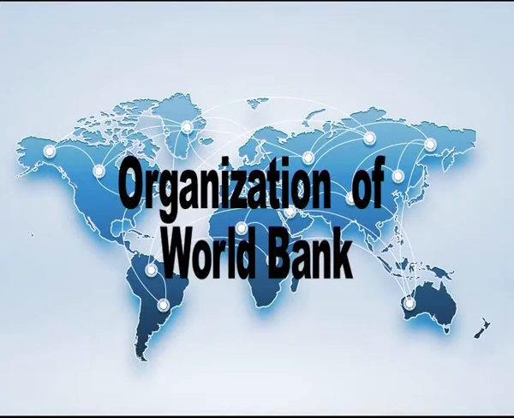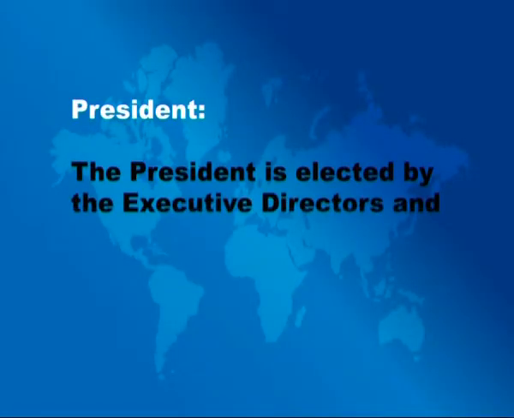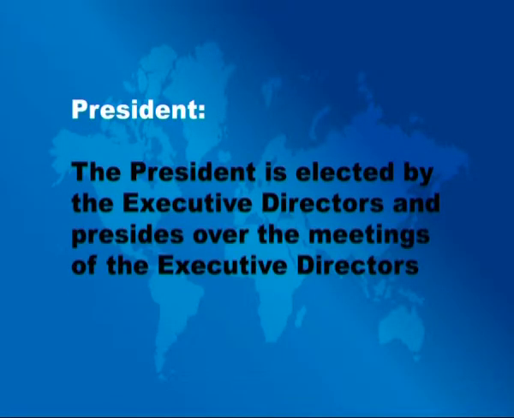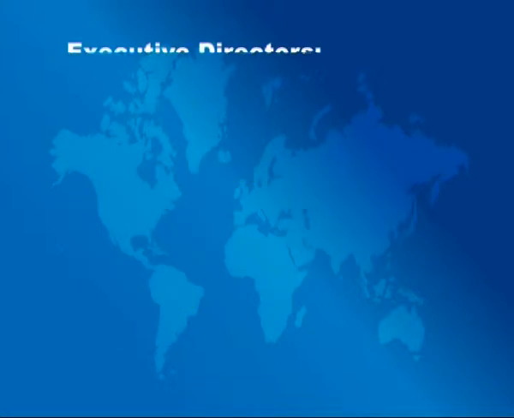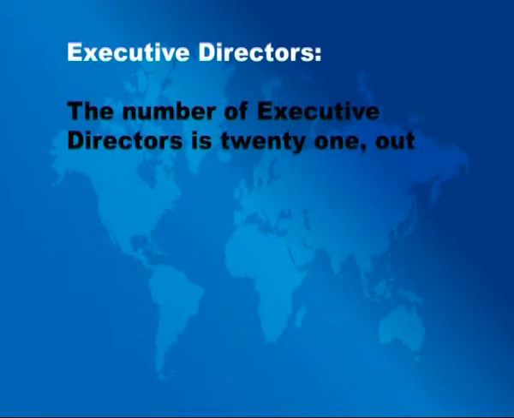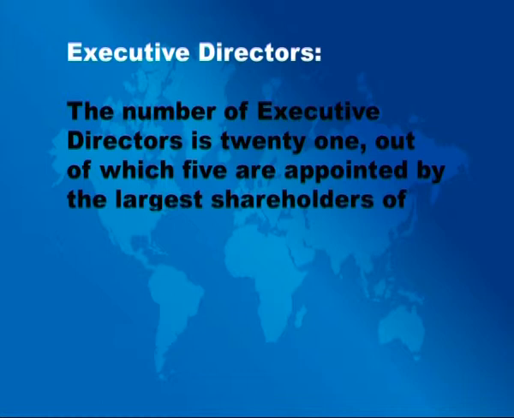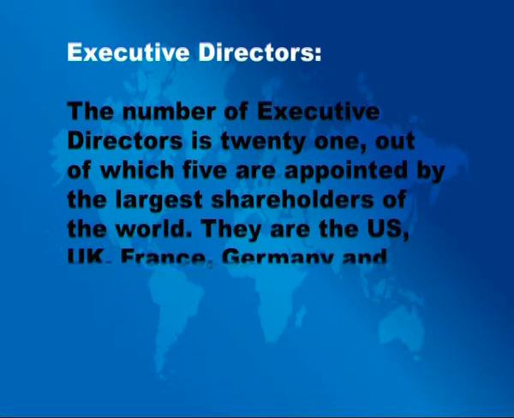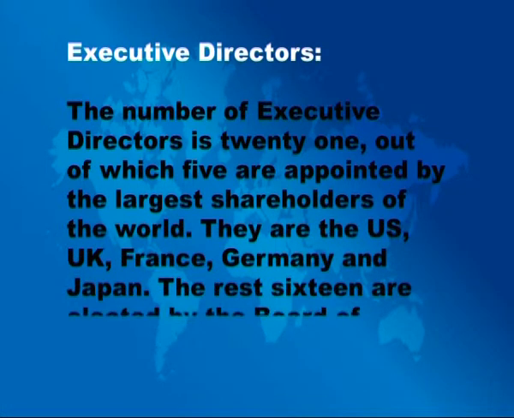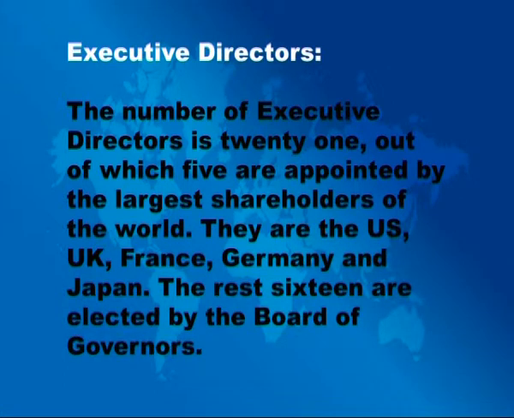It has a three-tier structure with the President, Executive Directors and the Board of Governors. The President is elected by the Executive Directors and presides over the meetings of the Executive Directors once a year. The number of Executive Directors is 21, out of which 5 are appointed by the largest shareholders of the world. They are the US, UK, France, Germany and Japan. The rest 16 are elected by the Board of Governors.